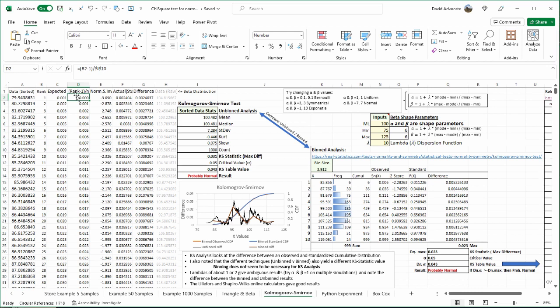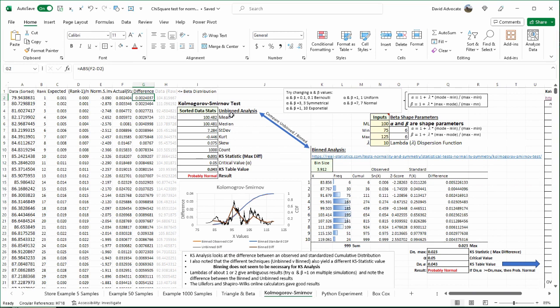And in column D, it's the rank minus 1 divided by the count. In column E, we calculate the standard normal distribution. In column F, we calculate the distribution for a normal distribution. And then the difference between the actual or standard that we've done and the standard normal is this difference. The KS statistic is the maximum value of this difference.